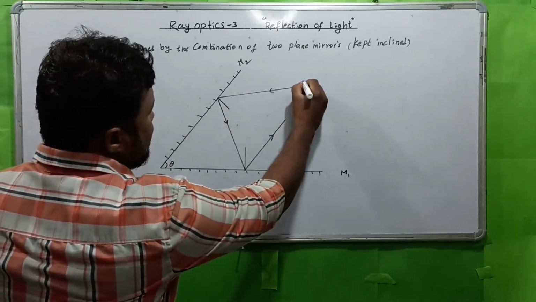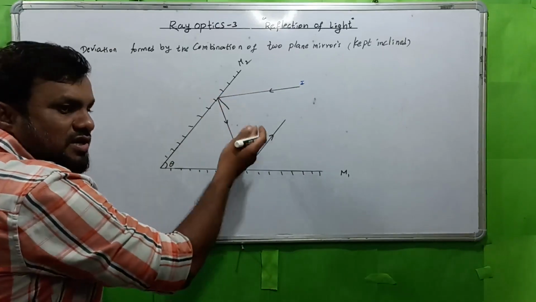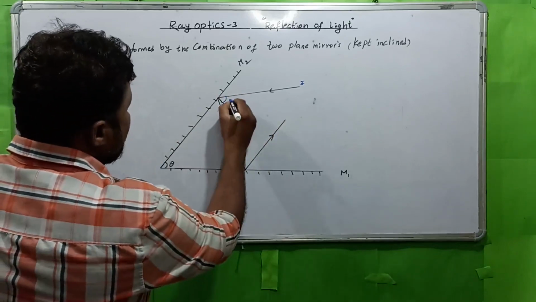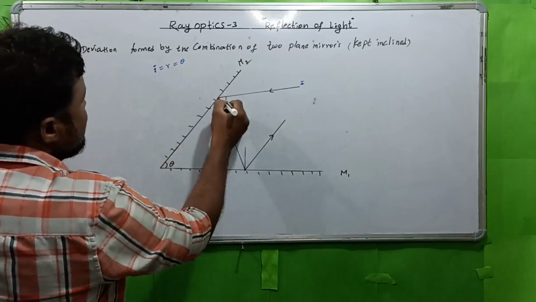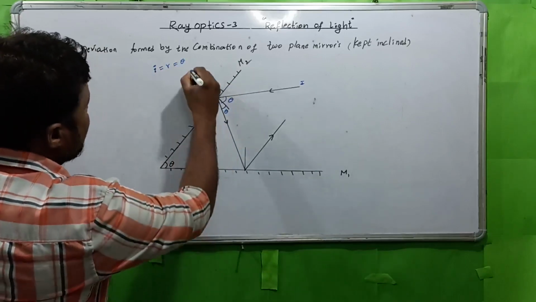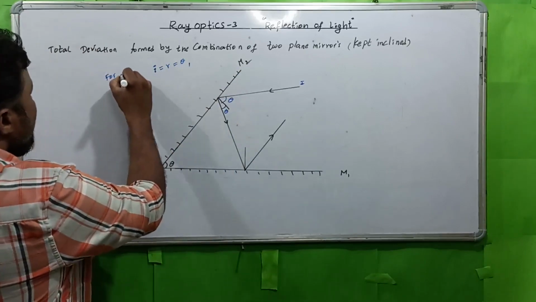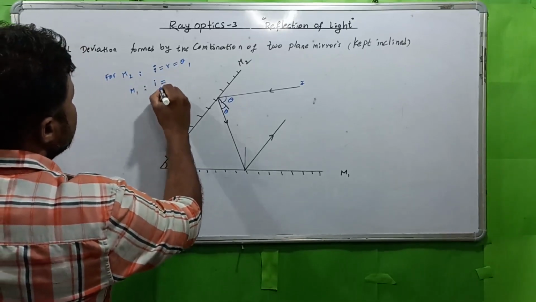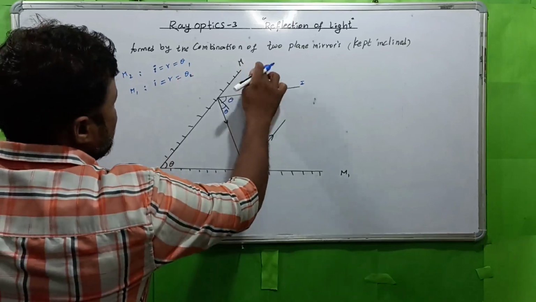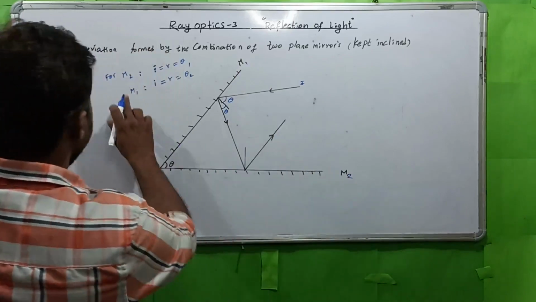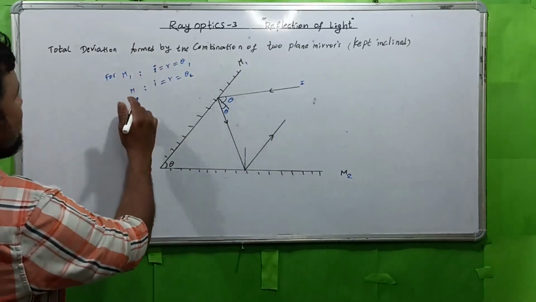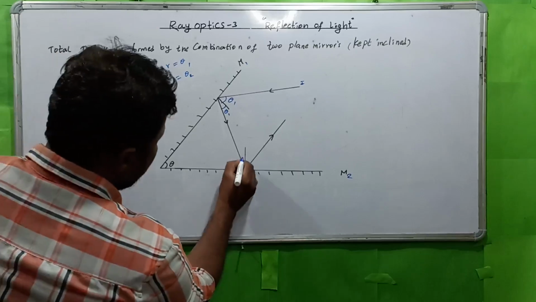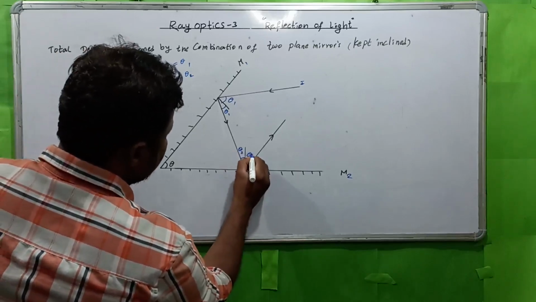This is the incident ray, incident on the mirror M2. Light follows the laws of reflection. Angle of incidence and angle of reflection have to be the same. For M1, i is equal to r is equal to theta 1. For M2, i is equal to r is equal to theta 2. Theta 1, theta 1, and here theta 2, theta 2.